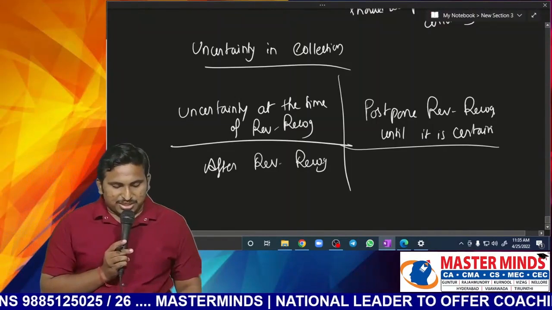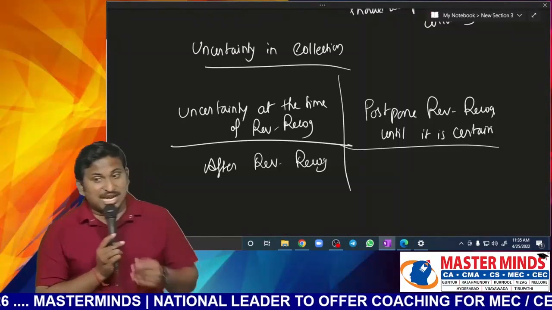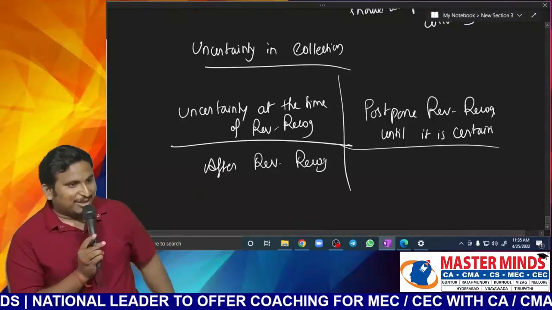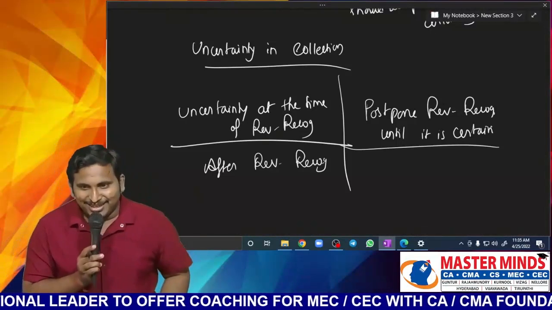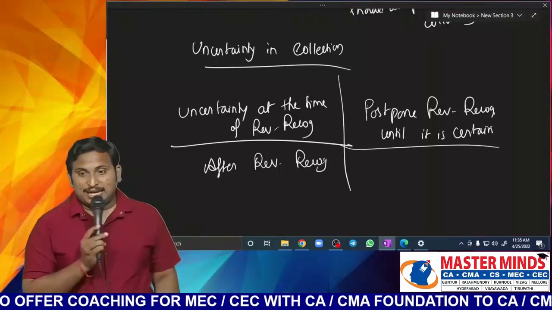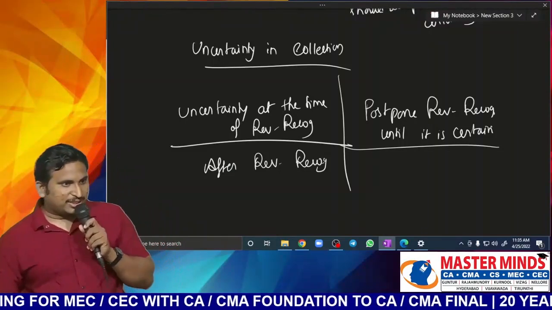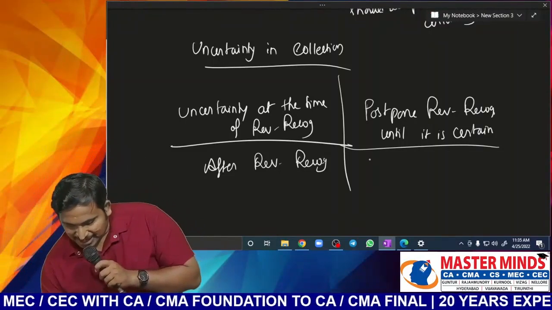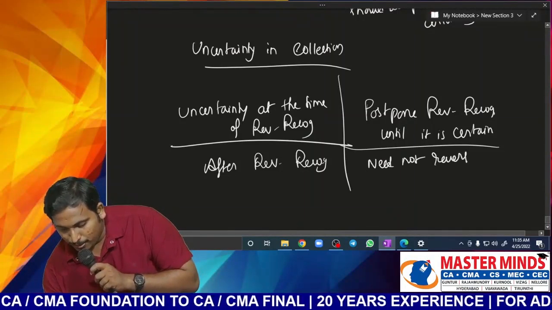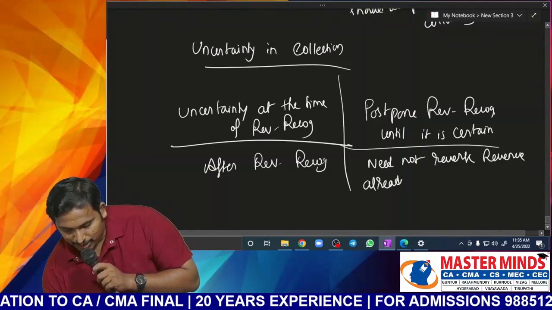What if the uncertainty arises after revenue recognition? That means the sale is completed, and after that we have some uncertainty, for example he may become insolvent. Now what do we have to do? Shall we reverse whatever we have recognized already? No. The standard says you need not reverse the revenue already recognized, but just create a provision.